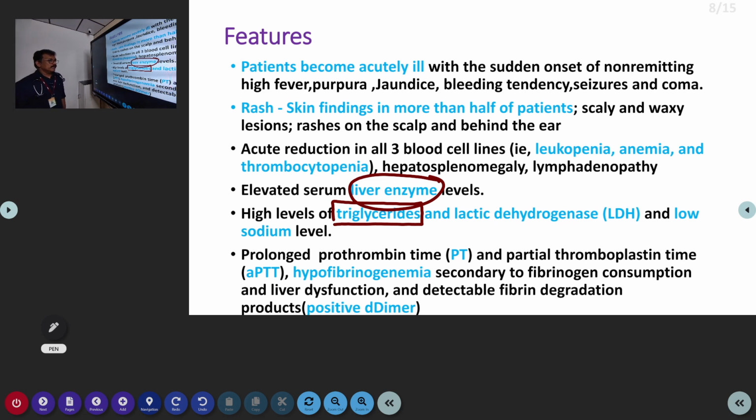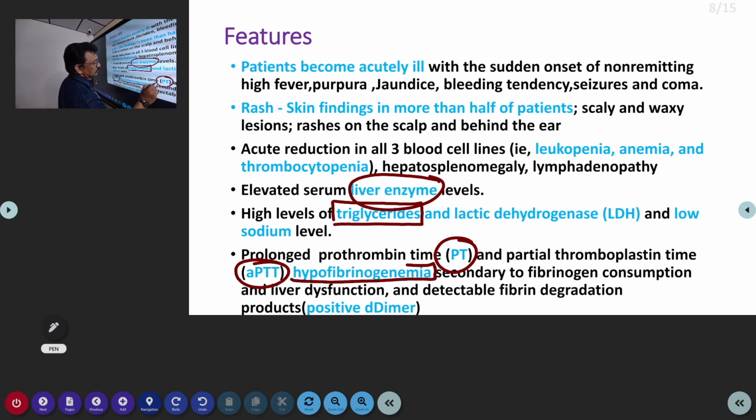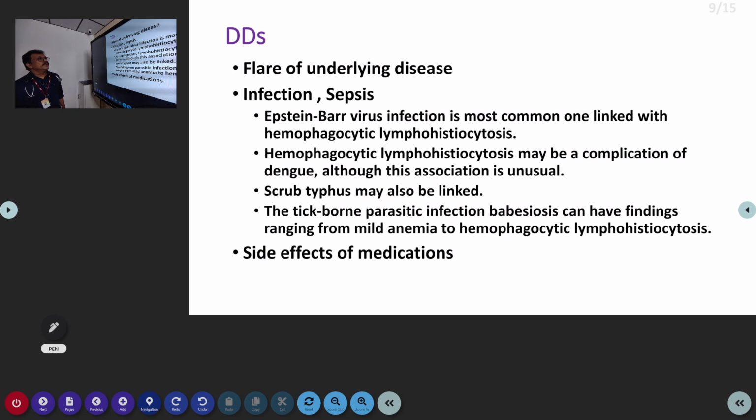Low sodium levels can be there. Prolonged prothrombin time, PT, prolonged INR, prolonged APTT, and because of this, low fibrinogen level. So a DIC picture can be there. DIC means PT and APTT will be prolonged, and fibrinogen levels will be reduced. So that is a DIC-like picture. D-dimer may be positive.